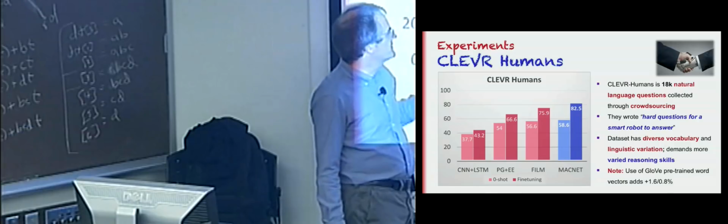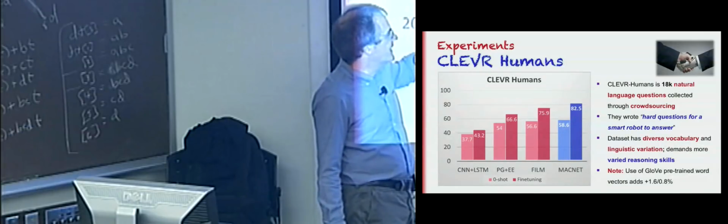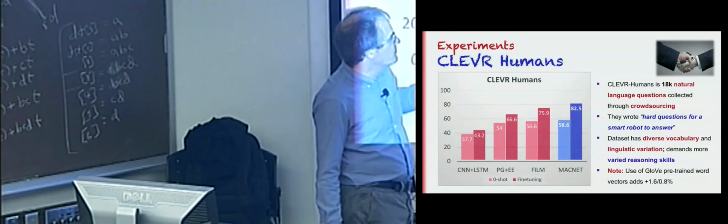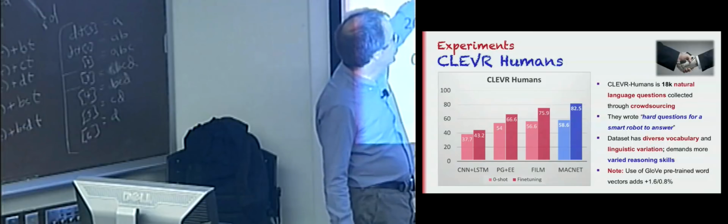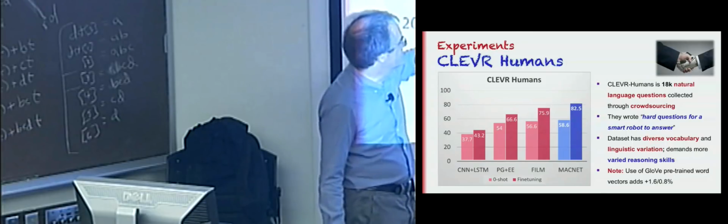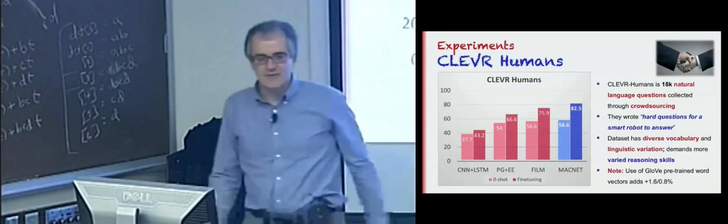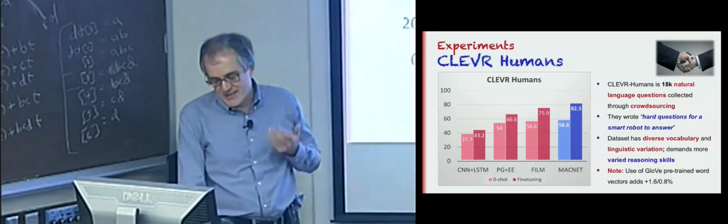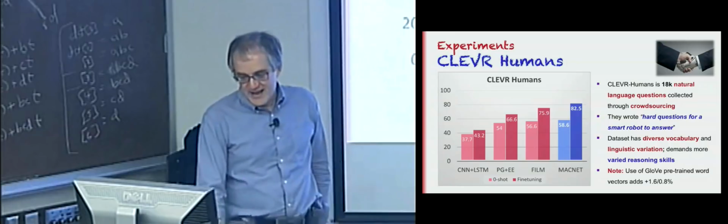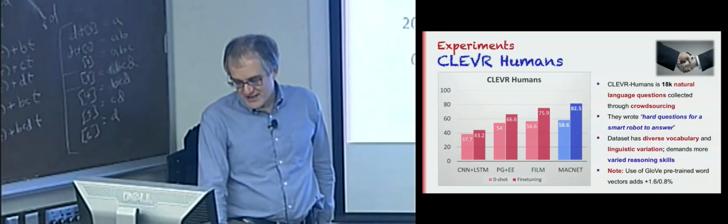The good result is it seems like our model is able to gain more by fine-tuning, right? So this model's only gaining about 6% from fine-tuning. This one's getting about 12. The FiLM model is starting to do rather better by fine-tuning, but we're doing better again in terms of our gains from fine-tuning, which I think shows that it's a useful model structure.